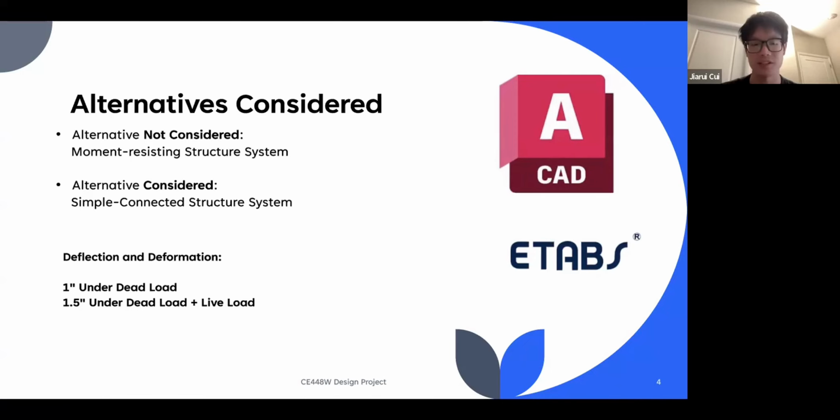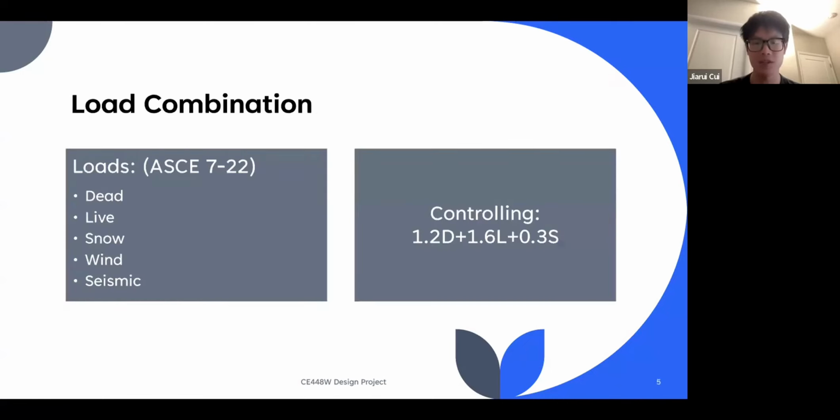According to ASCE 7-22, the building will need to withstand dead load, live load, snow load, wind load, and seismic load. The controlling load combination will be 1.2 dead load plus 1.6 live load plus 0.3 snow load.